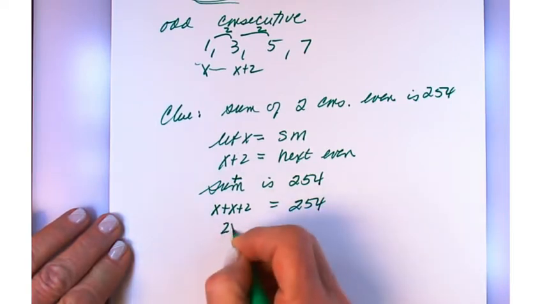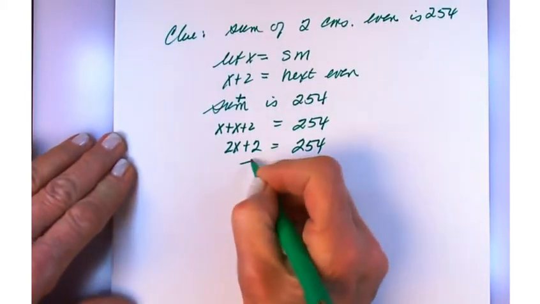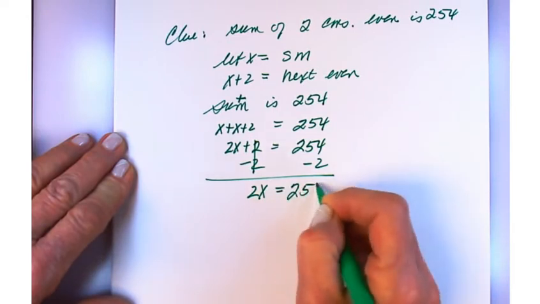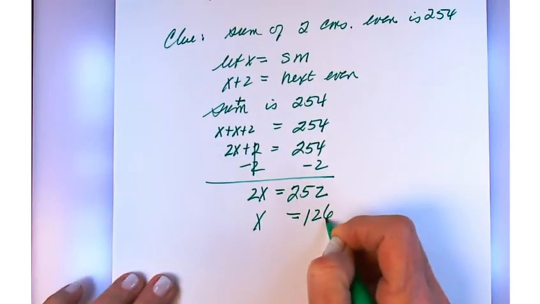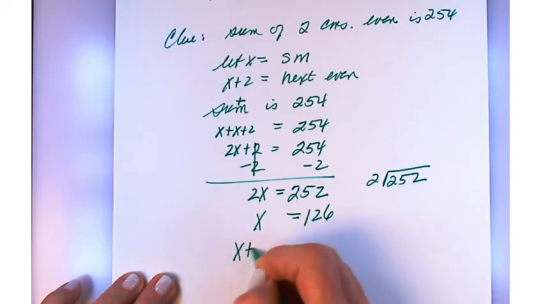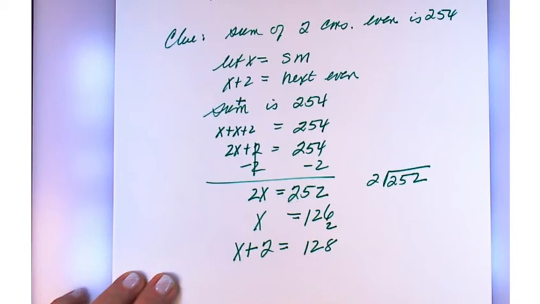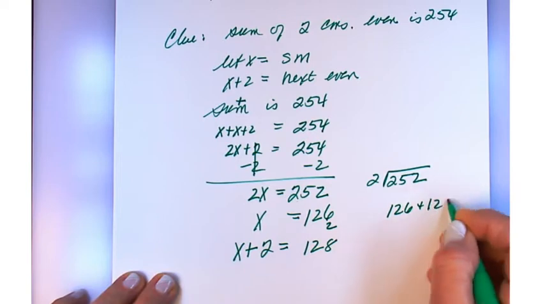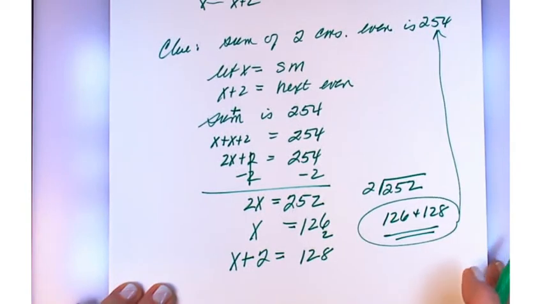2x plus 2 is 254. I'm going to subtract 2 from each side, and I'm going to get 2x is 252, and x is going to give me 126. Just go off to the side and divide, and then for x plus 2, I merely add 2, and I get 128. So my two numbers are 126 and 128. Yes, they would add up to 254.